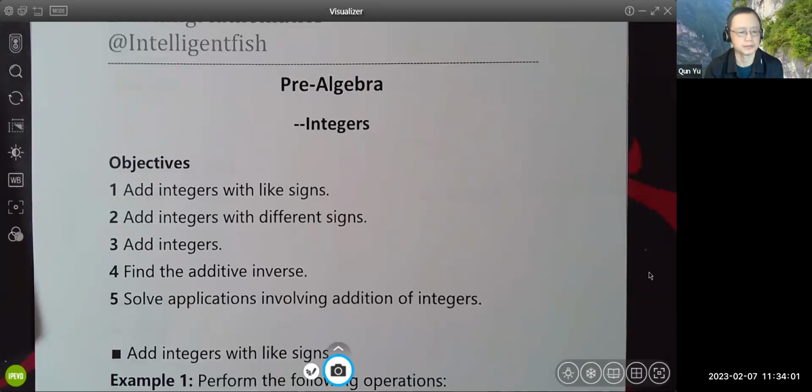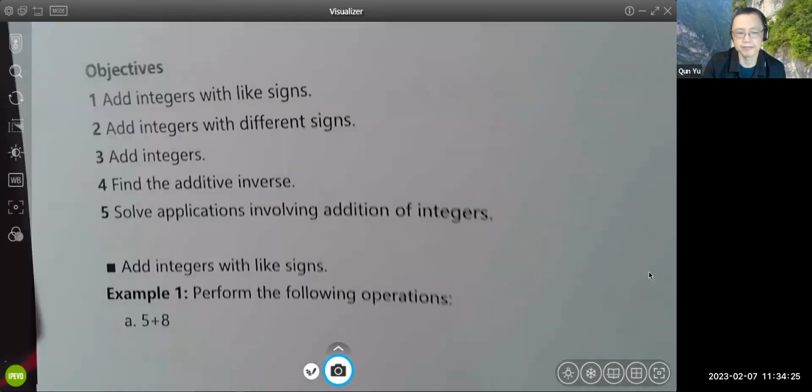Hi everyone. In today's video, we just focus on one topic. We want to learn how to add integers. We have five objectives. They all involve adding integers. So let's look at those one by one.